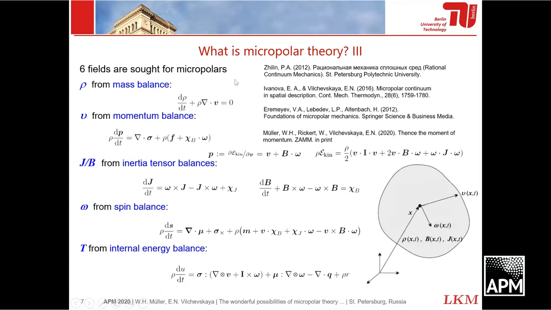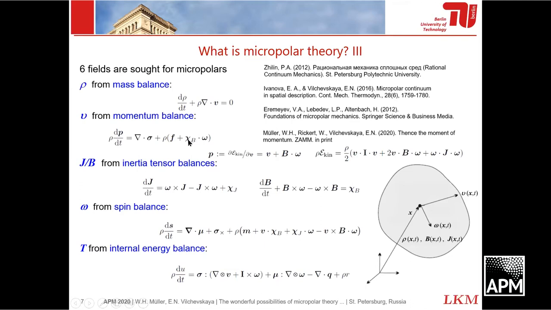Now, micropolar theory, what is it all about? We are looking for six fields. Traditionally, we look for the mass balance, and we have the mass balance equation in its traditional form. Then we look for the velocity field, translational velocity, and for that we have the momentum balance, which is written here. It looks already slightly different. The divergence of the stress tensor is here, body forces, then there is this generalized momentum, which has an additional term. Here's a production term, which I'm going to explain in a second.